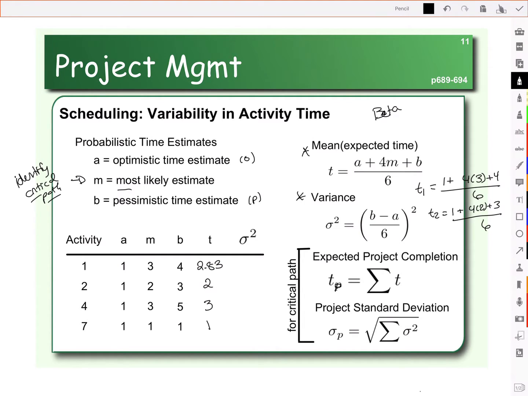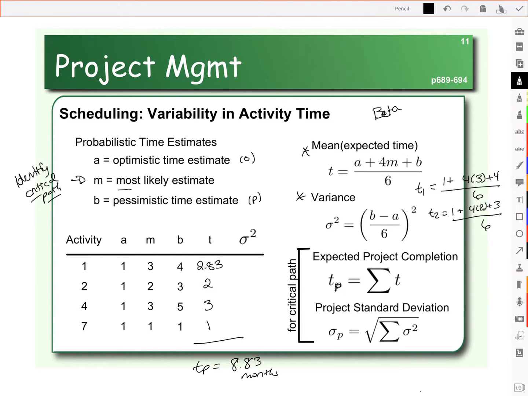Notice that activity 7 has no variability. The optimistic estimate is 1, the pessimistic estimate is 1, and so of course the average estimate will be 1. To get our expected project completion time, we need to add those numbers up. 2.83 plus 2 plus 3 plus 1. So we get 8.83 months.